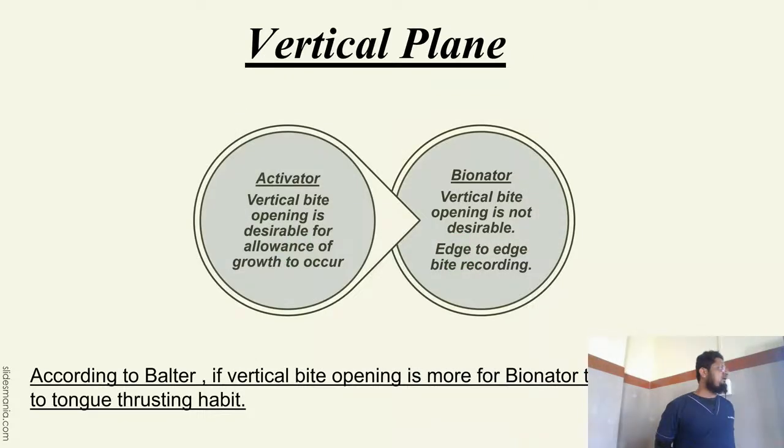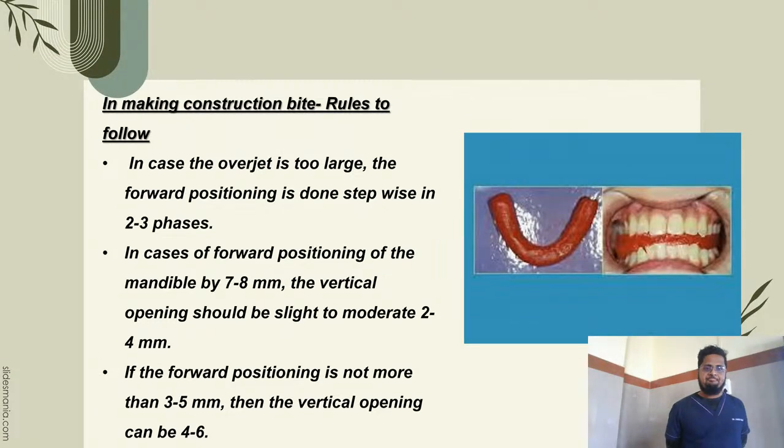In the vertical plane, in the activator, vertical bite opening is desirable for allowance of growth to occur, whichever dimension of growth we want. Activator vertical bite opening is advisable, while in the bionator, vertical bite opening is not desirable; edge-to-edge bite recording is advisable. According to Walter, if vertical bite opening is more for the bionator, that can lead to tongue thrust habits. That is why in the bionator construction bite, we should keep an edge-to-edge bite.